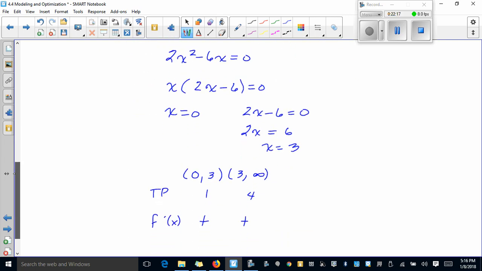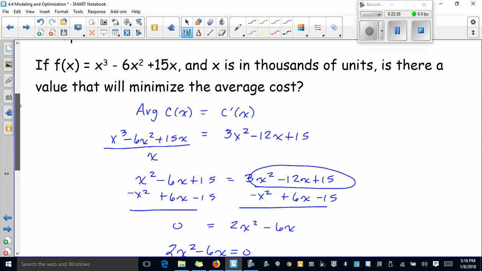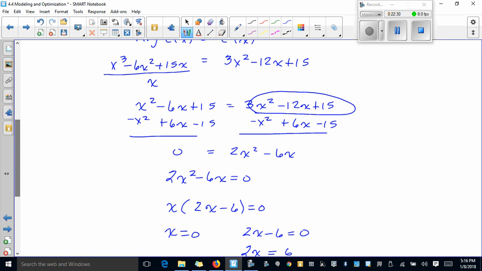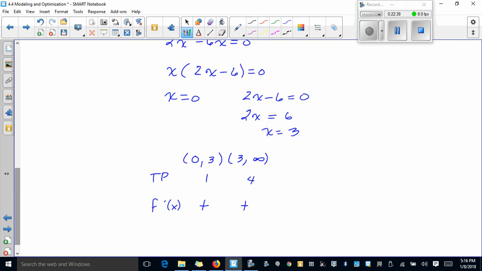If I put 1 in there, I'm going to get a negative value. If I put 4 in, I'll get a positive value. And this does show that it's a minimum. So at 3,000 units, I minimize cost. Now it's not maximizing profit, but it's minimizing the cost.